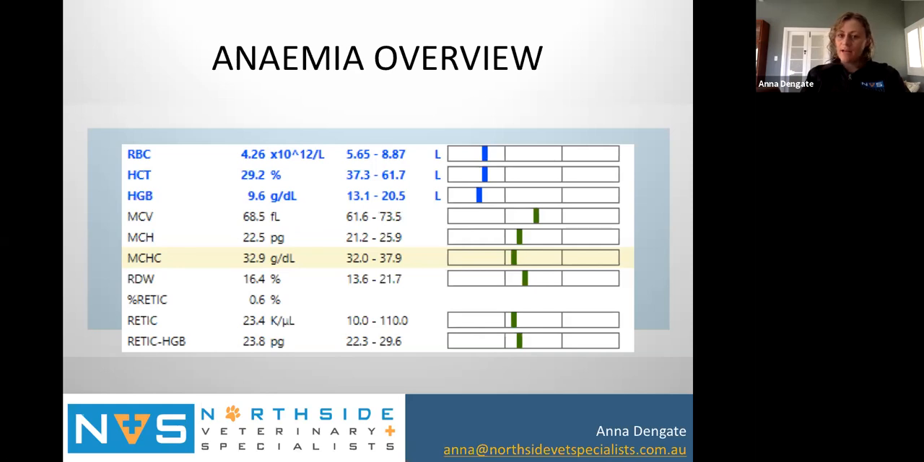So if there was a neutropenia, I would look at doing bone marrow aspirates or biopsies.